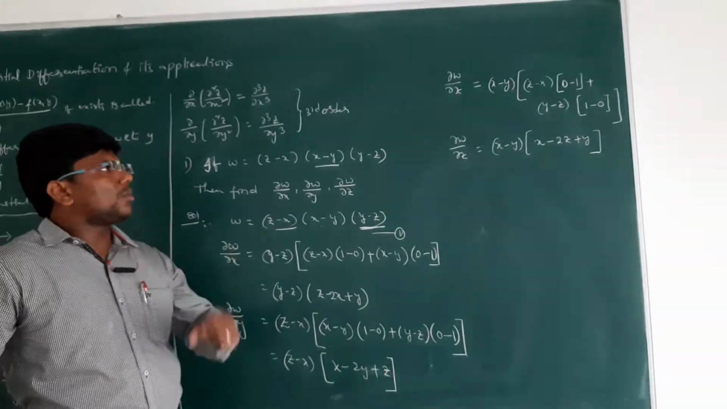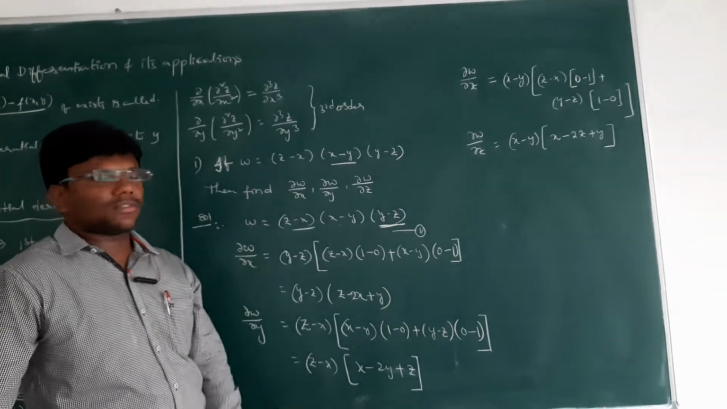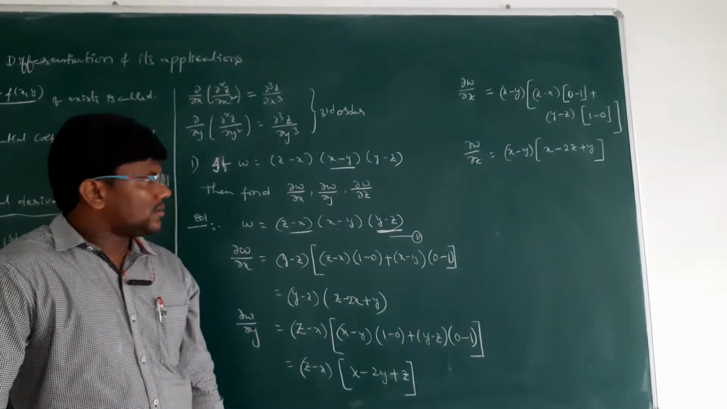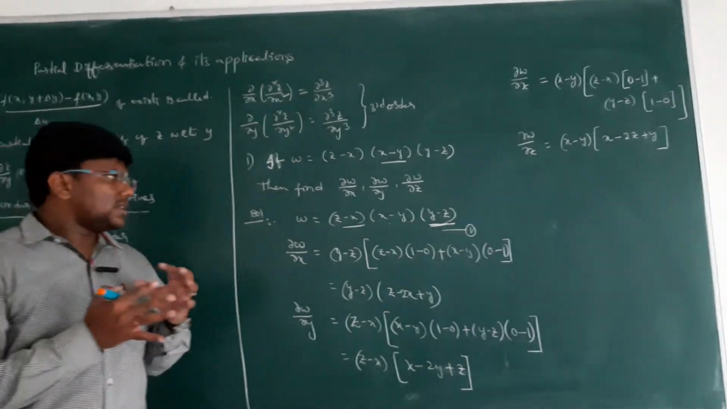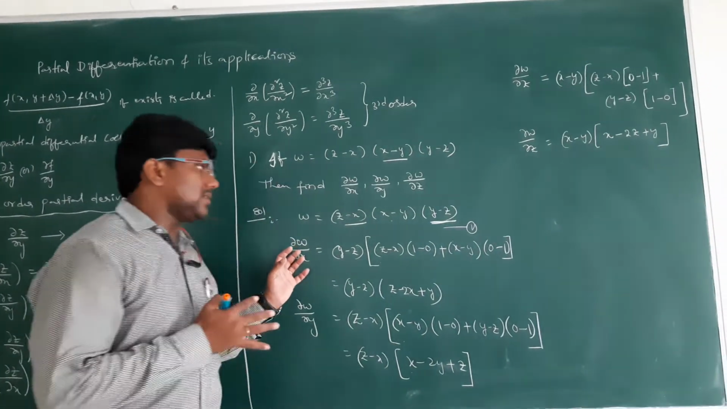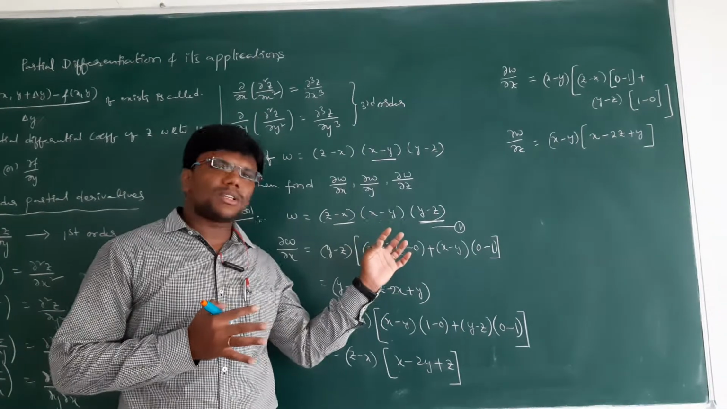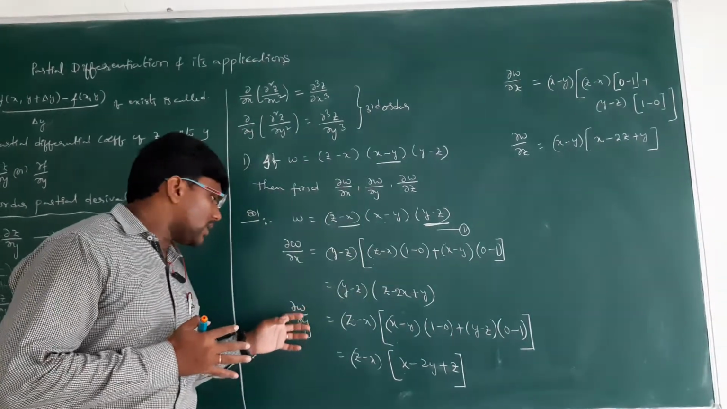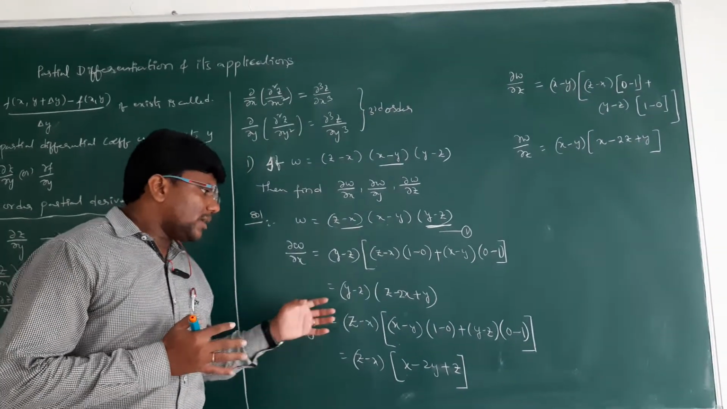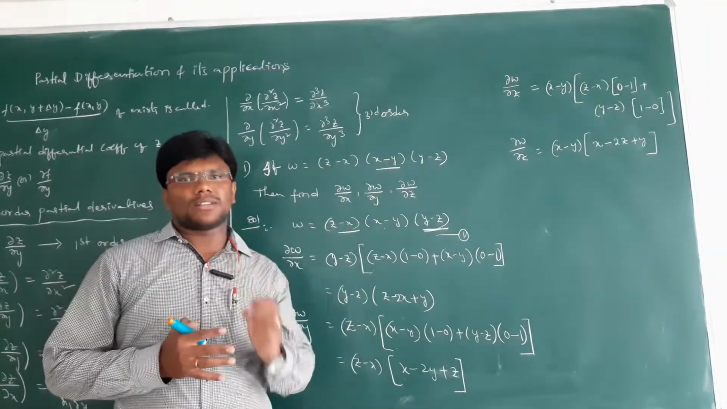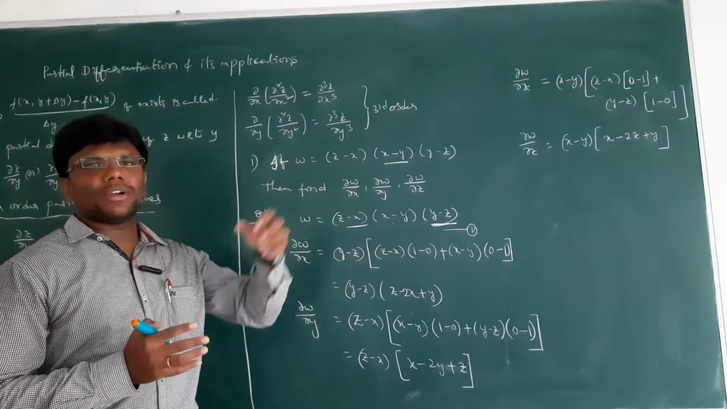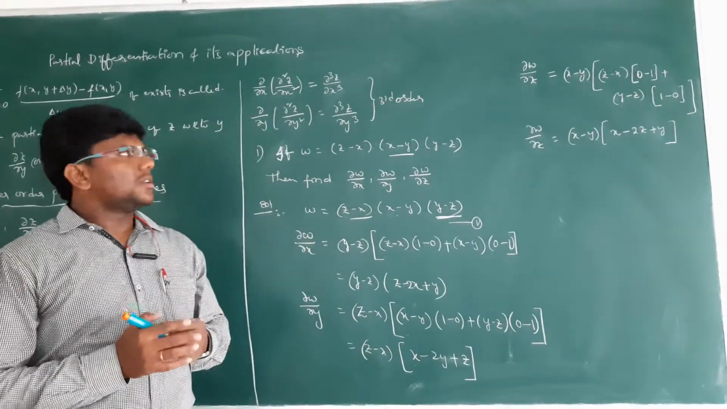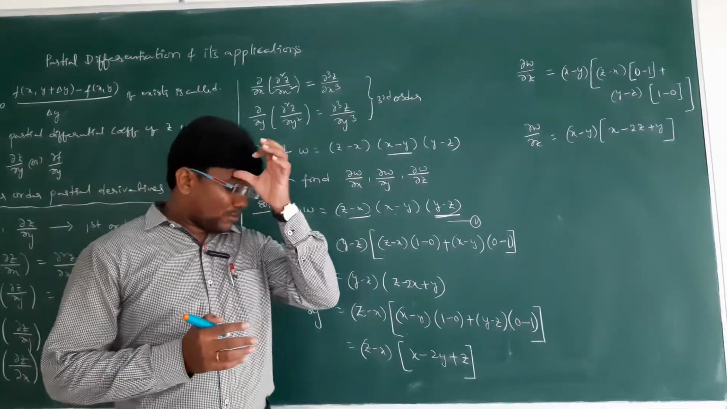This is a small problem on the partial derivatives. How to find the partial derivative? In the partial derivatives, differentiate partially with respect to x, keep y comma z terms constant. Differentiate partially with respect to y, keep x comma z terms constant. Differentiate partially with respect to z, keep x comma y terms constant. This is the one problem.